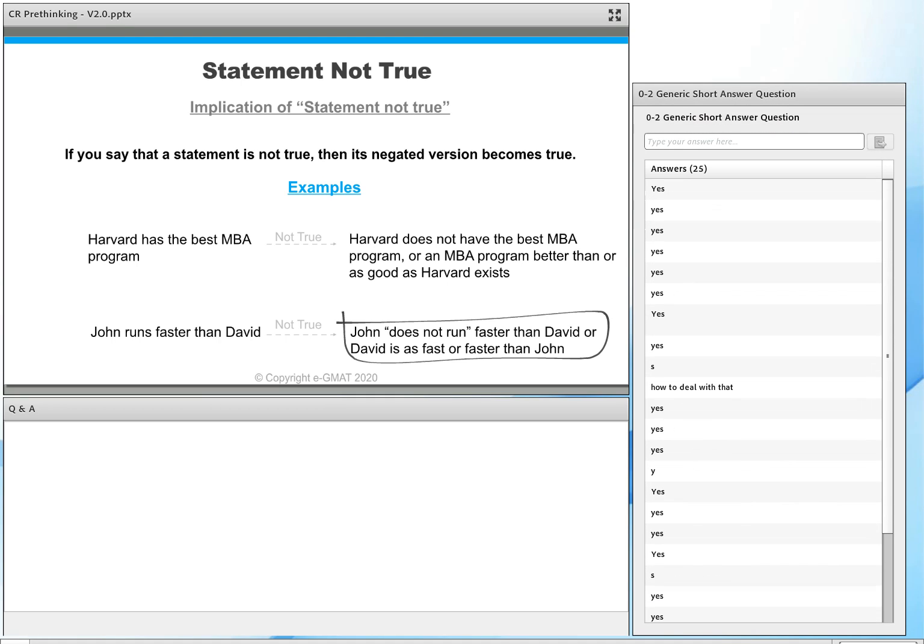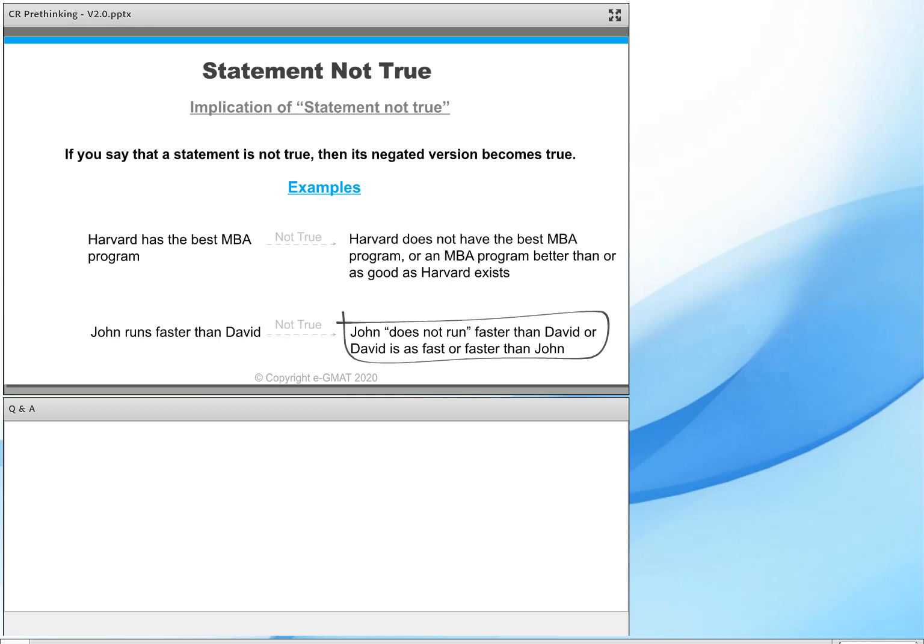There was a comment which says a statement can have multiple negations. Actually, no, a statement cannot, and that's where visualizing the statement is really important. So we've actually written an article on how to negate statements, and it's probably the most comprehensive work on negation that's available anywhere. Let me see if I can share a link to that.